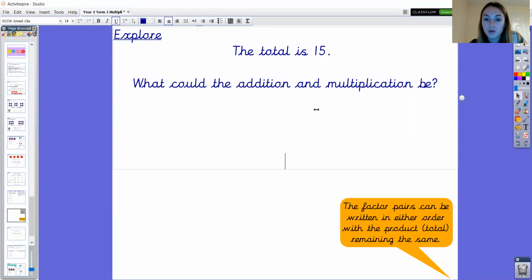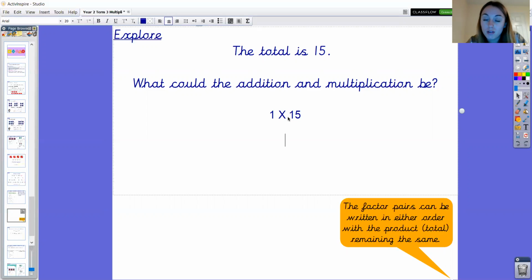So the total is 15. So I'm thinking about equal groups that can make 15. Also, thinking about multiples of that number. So I know that we could have 1 times 15. That would equal a total of 15. Okay, is 2 a multiple of 15? Could I divide 15 into 2 equal groups? What do you think, Year 2? Please pause the video and discuss why you can or why you cannot.